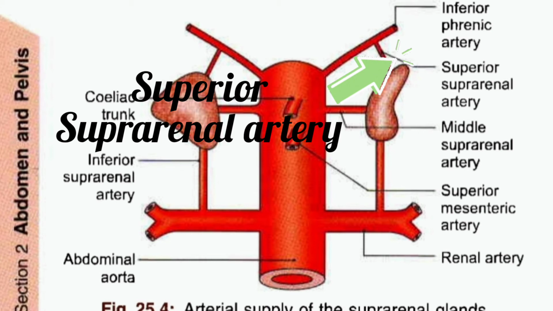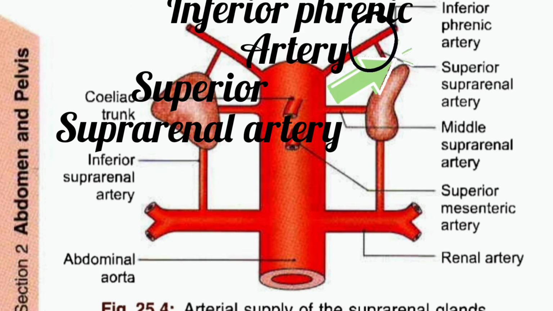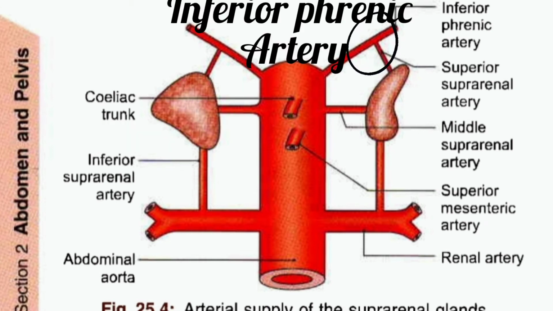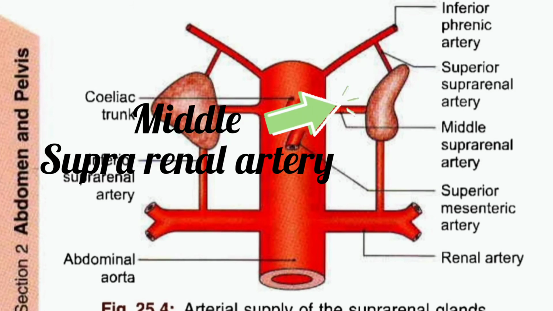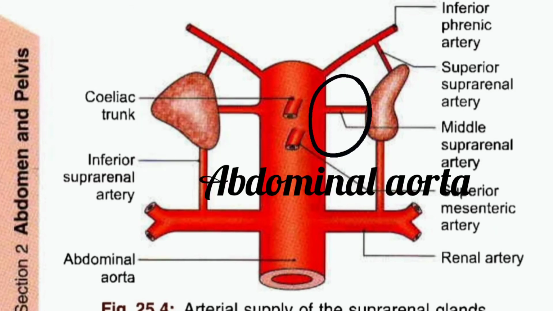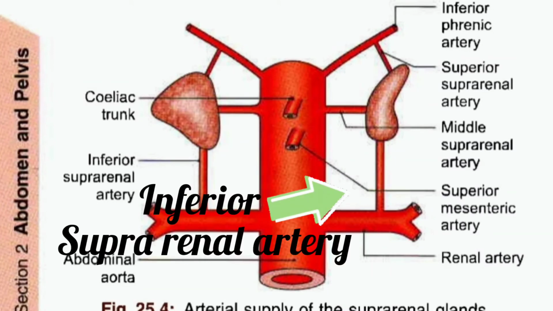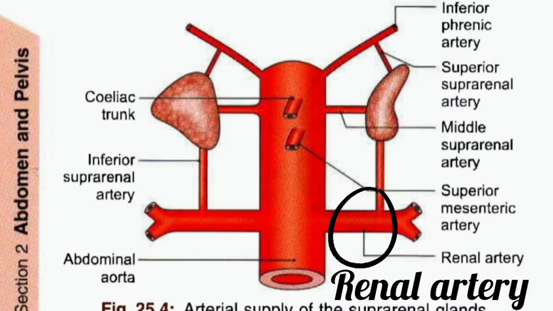Next we will discuss blood supply to the adrenal gland. It is supplied by the superior suprarenal artery, which is a branch of the inferior phrenic artery. It is also supplied by middle suprarenal artery, which is a branch of abdominal aorta, and it is also supplied by inferior suprarenal artery, which is a branch of renal artery.